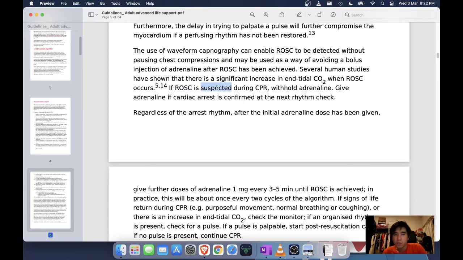If return of spontaneous circulation is suspected during CPR, withhold adrenaline. Give adrenaline if cardiac arrest is confirmed at the next rhythm check.